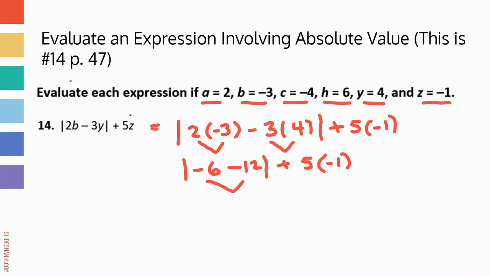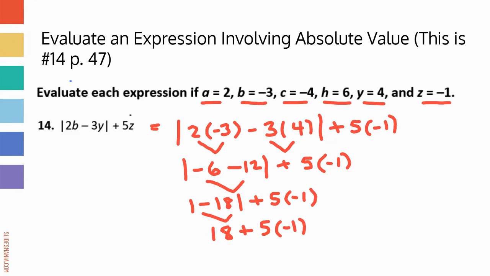So negative 6 minus 12, that's going to be the absolute value of negative 18, plus 5 times negative 1. Okay, then the absolute value of negative 18 is going to be positive 18. And then plus 5 times negative 1. Okay, now I can do my multiplication that's on the outside. So 5 times negative 1 is negative 5. And then 18 minus 5 is going to give me 13. Okay, so there's my answer.